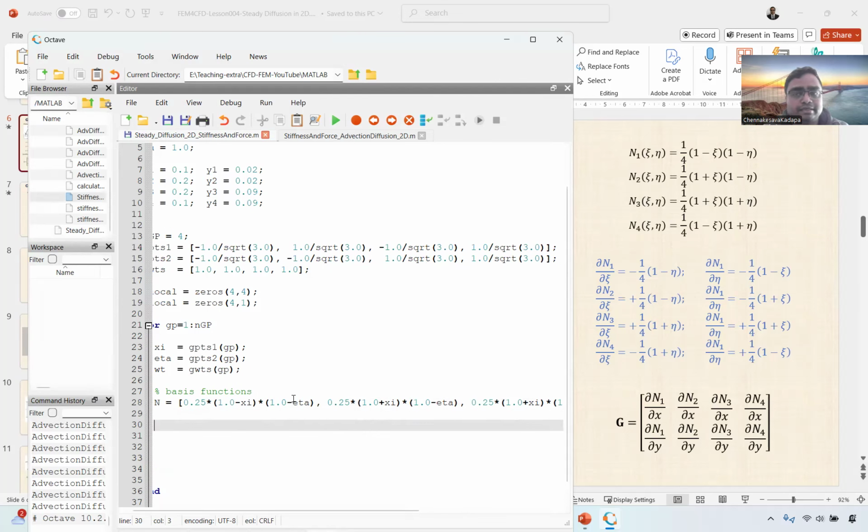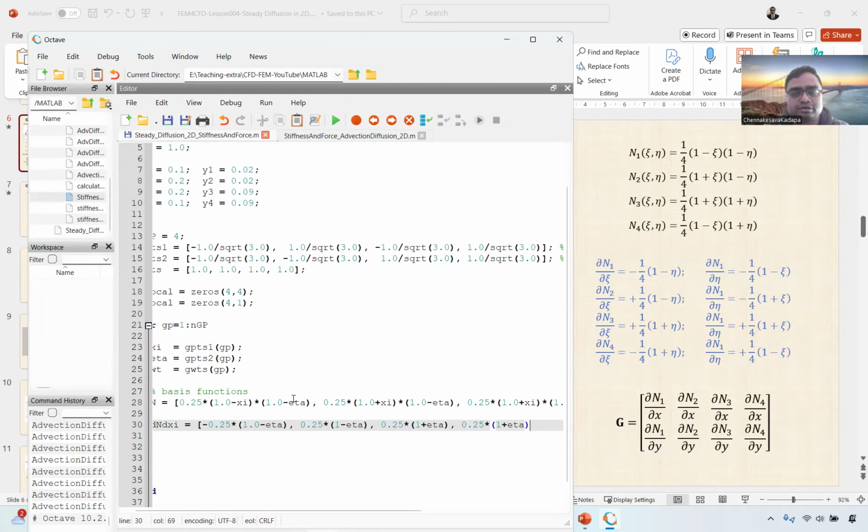Similarly, we calculate the derivatives of the basis function, dN by dxi. This is minus 0.25 multiplied by (1 minus eta), 0.25 multiplied by (1 minus eta), 0.25 multiplied by (1 plus eta), 0.25 multiplied by (1 plus eta). So watch out for any errors, any mistakes.